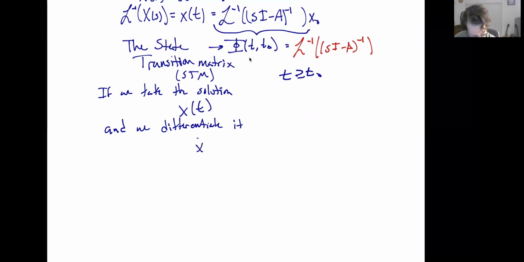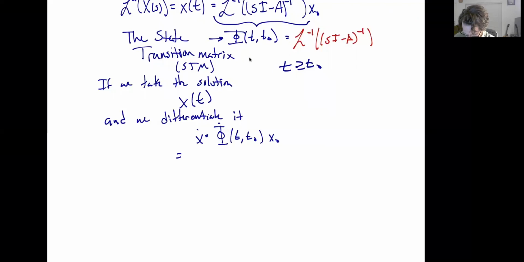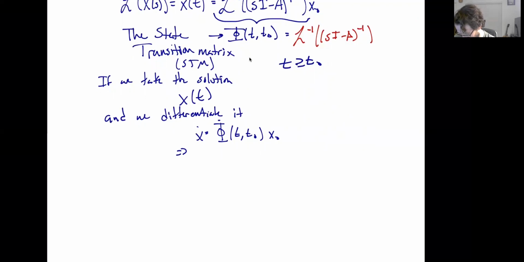We get that x dot is equal to phi dot of t and t naught times x naught. Okay. So the derivative of x is just our initial ax, and this will be equal to phi of t naught.